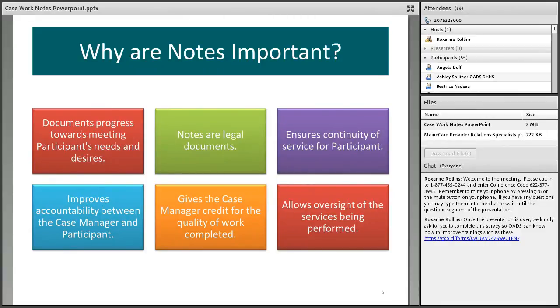Okay. So why are notes important? It documents progress towards meeting participant needs and goals or desires. Notes are legal documents, and I can't stress that enough. It ensures continuity of service for participants. It improves accountability between the case manager and the participant. It gives the case manager credit for the quality of the work you've completed, and it allows oversight of the services being performed.